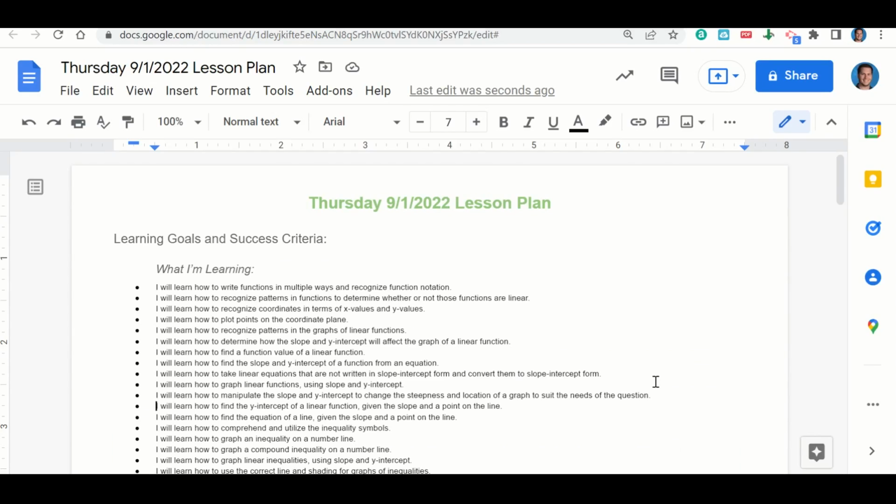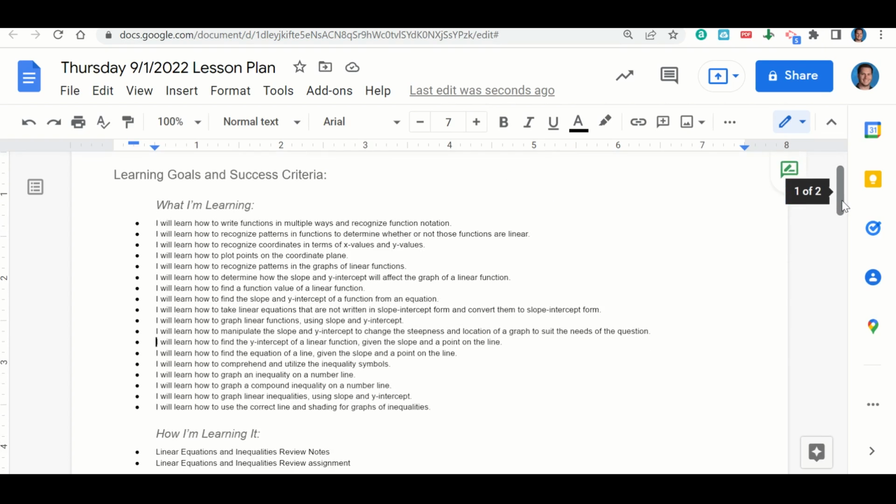Welcome everyone. Let's begin our lesson for today by going over our learning goals and success criteria. First, what are we learning? We're learning how to write functions in multiple ways and recognize function notation. We're learning how to recognize patterns in functions to determine whether or not those functions are linear.